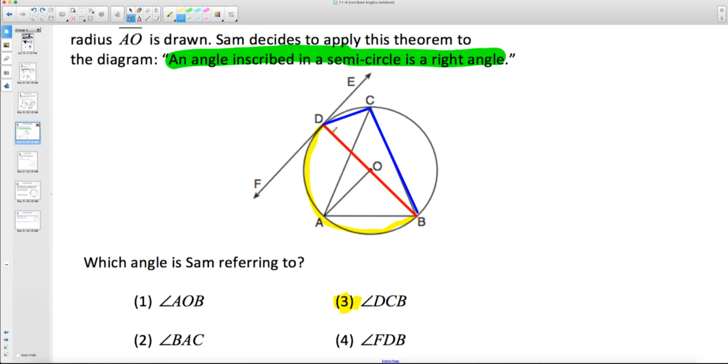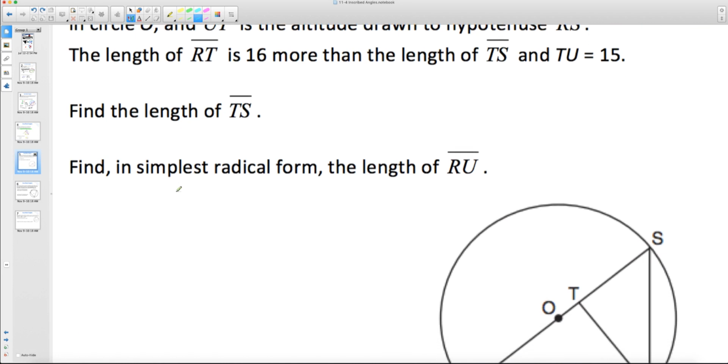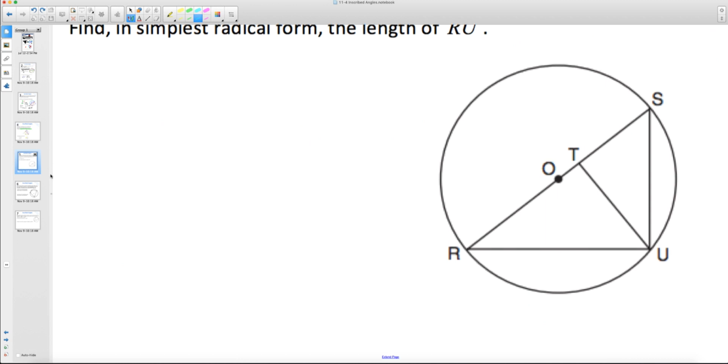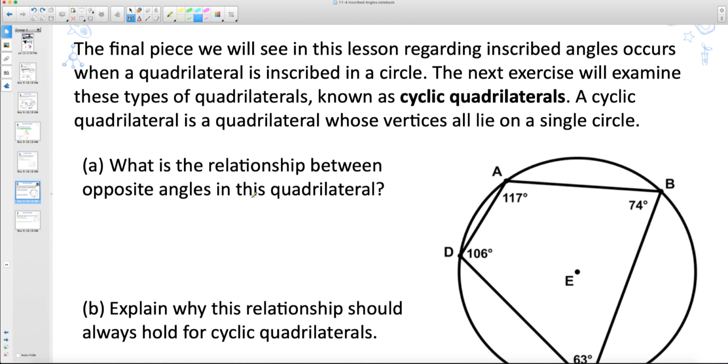Okay, FDB. FDB is not an inscribed angle because this kind of goes off. It is a right angle, but that's not an inscribed angle. It's not the definition of an inscribed angle. Okay, I'm going to skip this one just for time's sake here. And then here's the last thing we're going to take a look at.